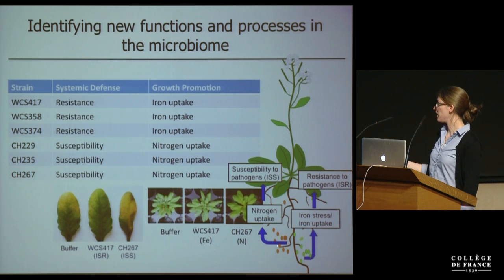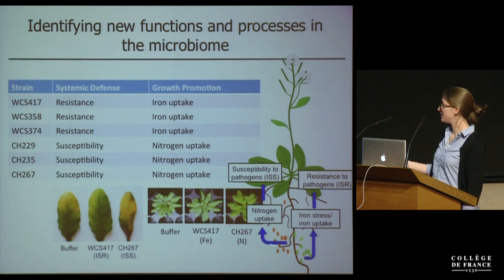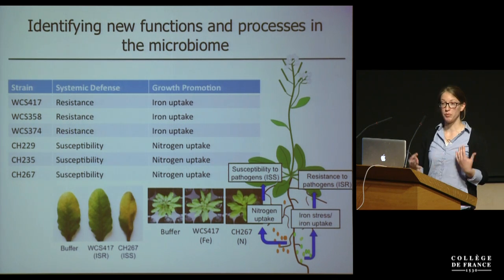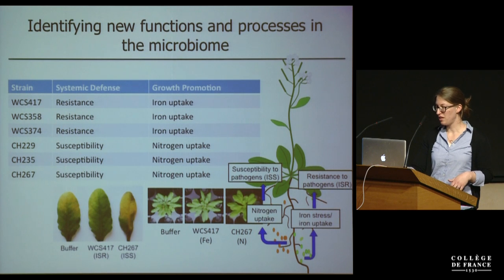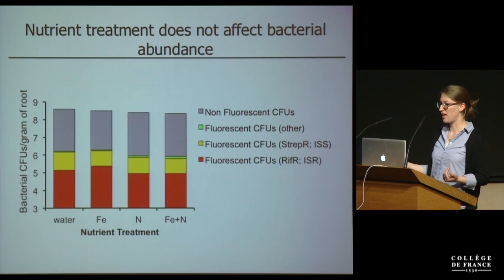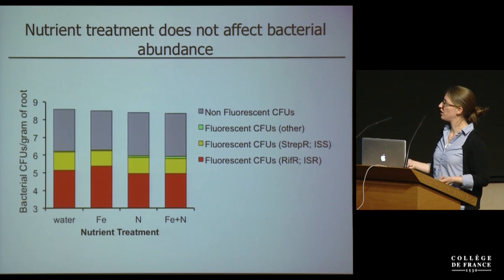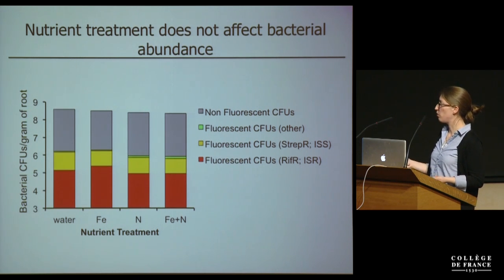So now I've actually started playing with what happens if I mix these strains together and then change plant nutrient content. Does that change the community structure and the community function? So first, I actually found that as much as I wanted it to, I couldn't get nutrient treatment to change bacterial abundance in the rhizosphere.